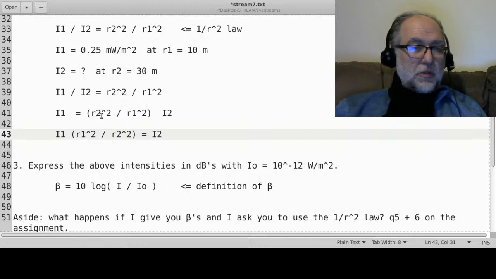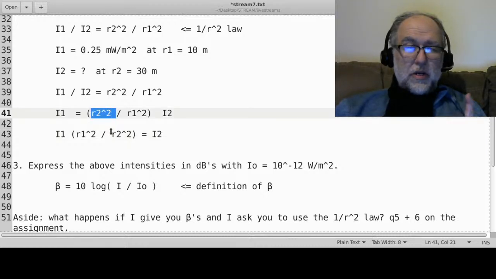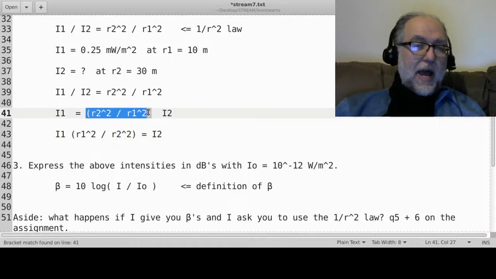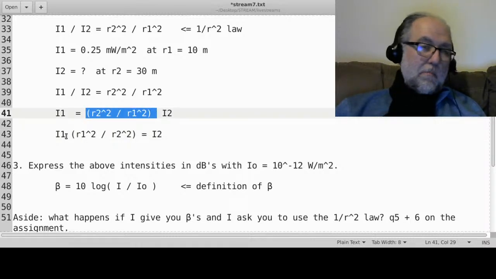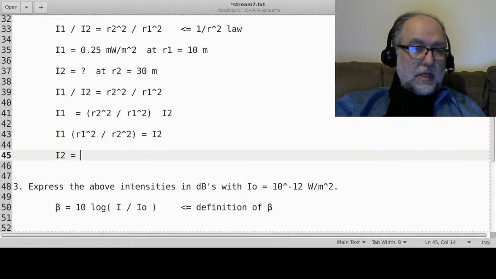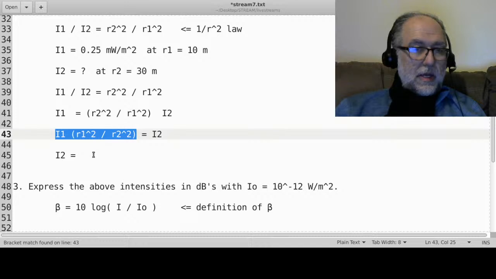Okay, so I hope I didn't go too fast there, but this is like R2 squared, so that it's in the numerator, so on the other side it'll go into the denominator, and here R1 squared is in the denominator, so it becomes the numerator on the other side. Remember, dividing by a fraction is like multiplying by its reciprocal. Okay, so that means that I2 is going to equal, well, I'll just rewrite this like that.